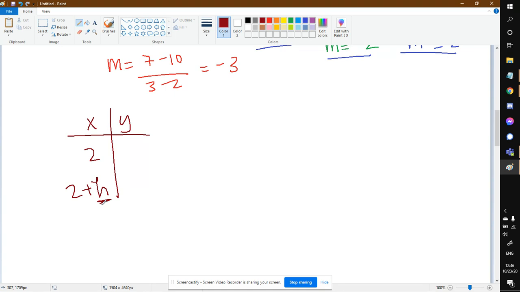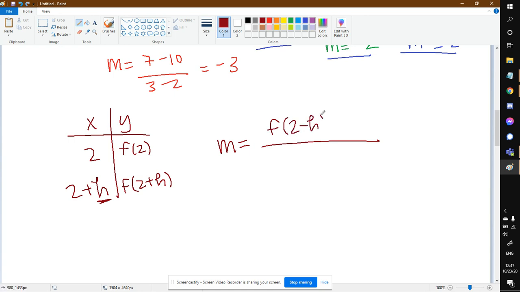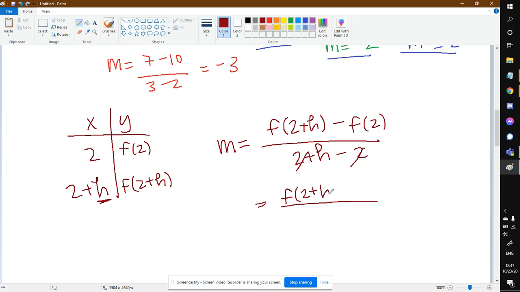What we're saying is we want to be able to plug in 2 and something really close to 2, right? Where this number, the thing that we're adding onto 2 to make it close but not the same, is going to 0. We would then plug in 2 and plug in 2 plus h, the point close. Our slope would then be the y sub 2 minus the y sub 1 divided by x sub 2 minus x sub 1. And then 2 plus h minus 2, these cancel, and we just get h on the bottom.